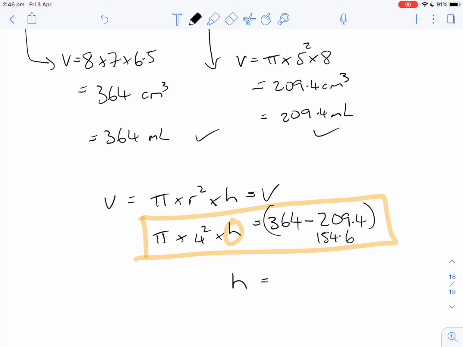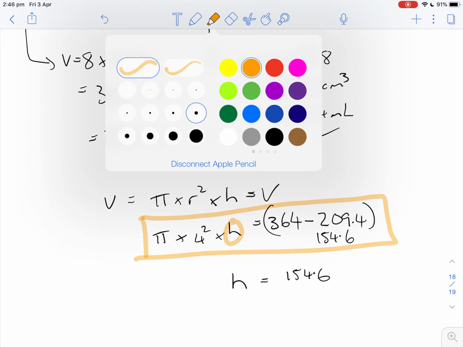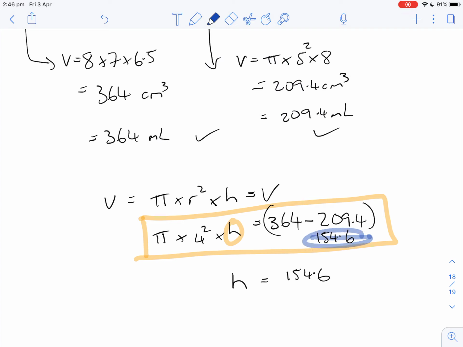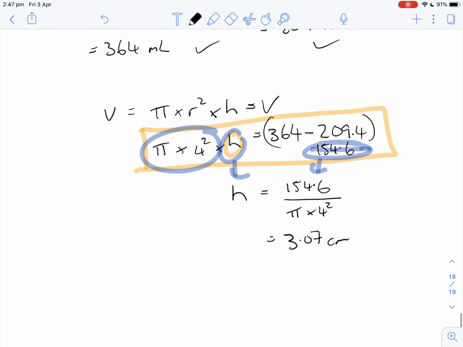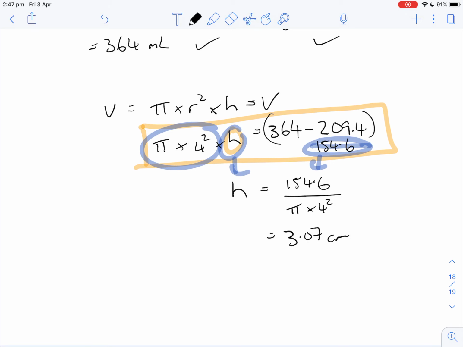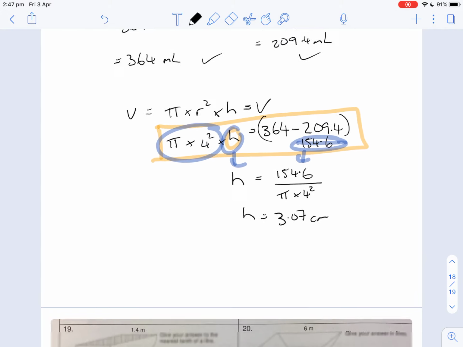So when I rearrange this, the h is staying where it is, and what I have to shift is the rest of this. Basically I was timesing, so the opposite of timesing is dividing. So I would move that under there, and you'd wind up with an answer of 3.07 centimetres. This was in millilitres, but of course because the centimetres and the millilitres line up, you'd wind up with the final answer of that. And that would be you done.